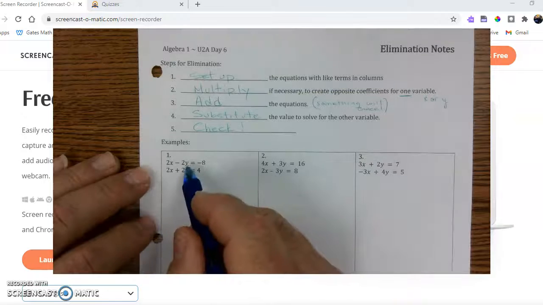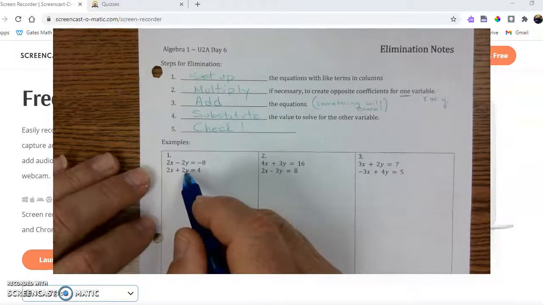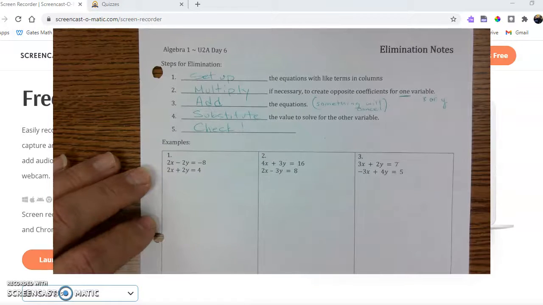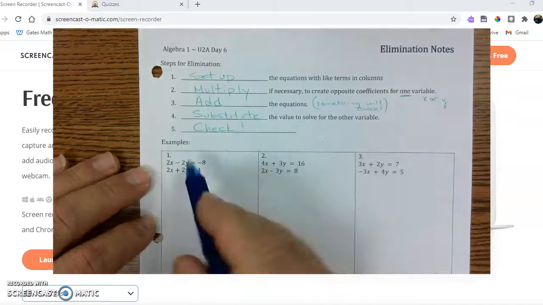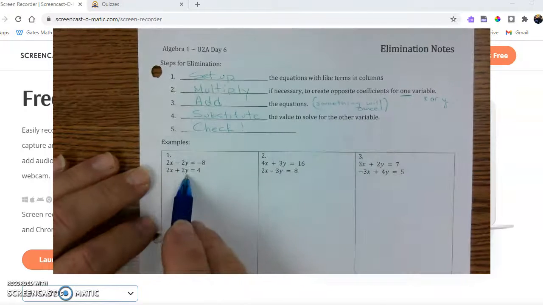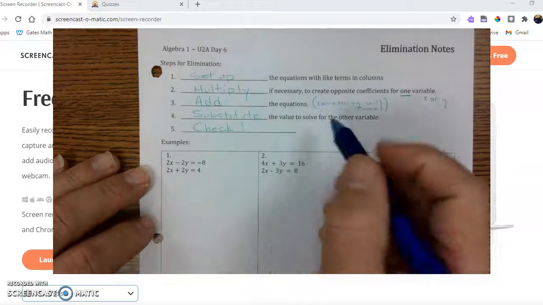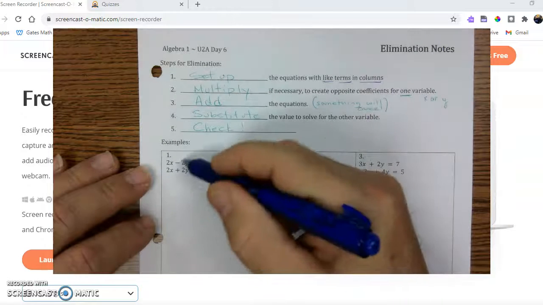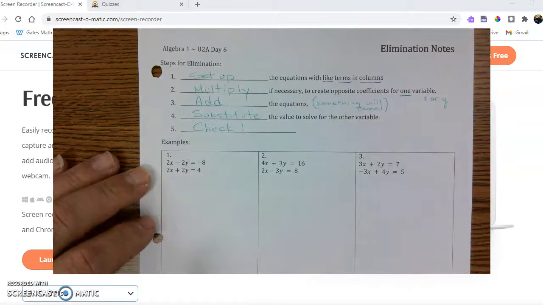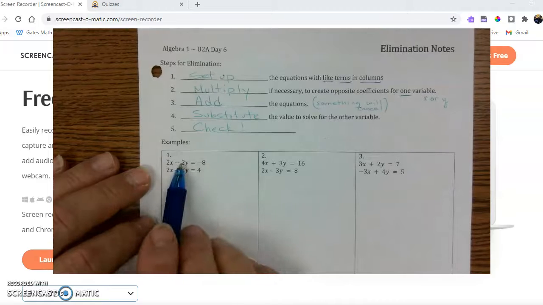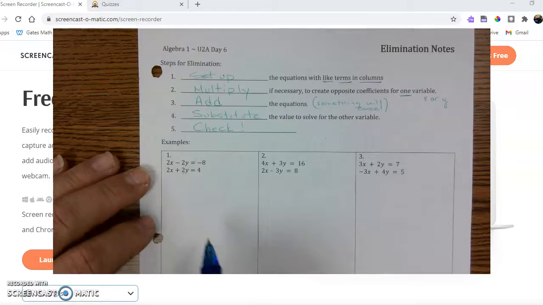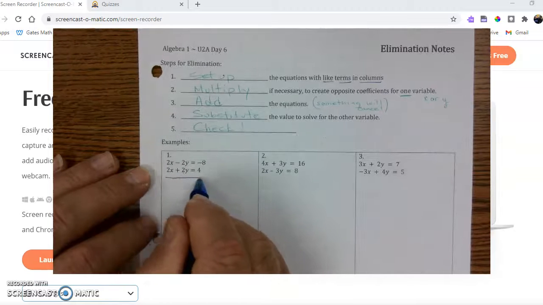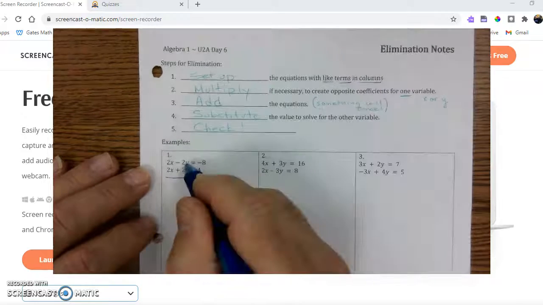Now, does everybody see that right here there's a -2 and a +2 for the y? That is perfect. That means, well, first of all, the equations have like terms in their columns. The x's are here, the y's are here, the constants are here. So that's what it means by make sure the like terms are in columns. X's, Y's, constants. Step 2, multiply if necessary. We don't have to multiply because we have -2 and +2 in front of the Y variable. So we can go to step 3, which is to add the equations.